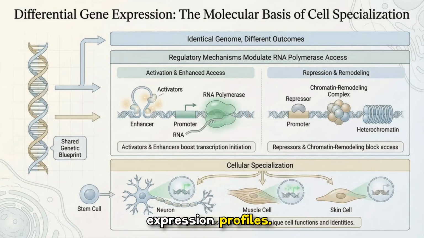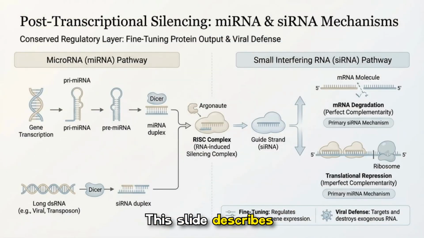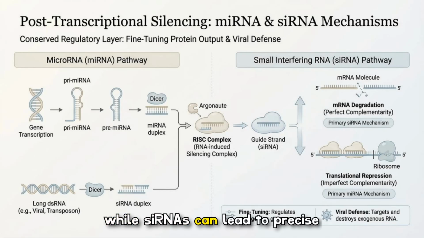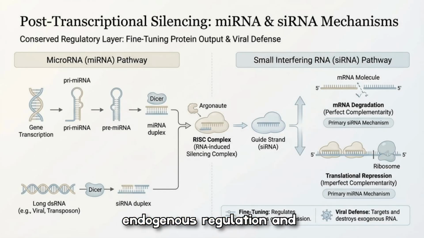on expression profiles. This slide describes post-transcriptional silencing by microRNAs and siRNAs, illustrating biogenesis steps, RISC complex formation, and mechanisms of action. miRNAs typically fine-tune translation, while siRNAs can lead to precise mRNA degradation, and both pathways contribute to endogenous regulation and defense against viral or transposon-derived RNA.